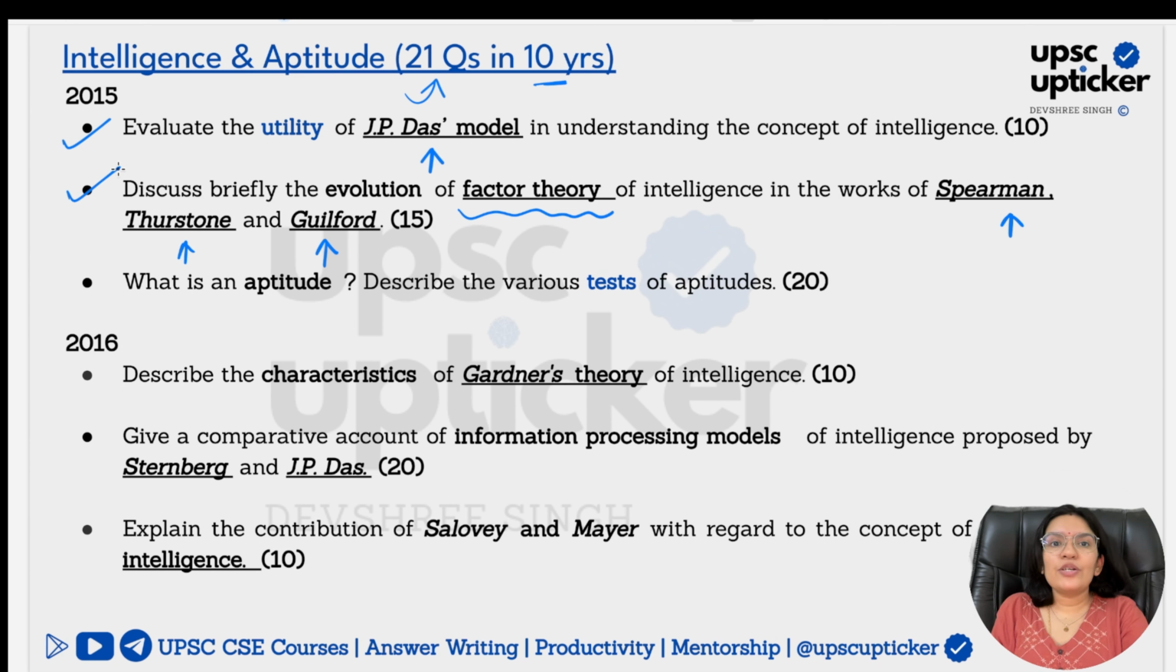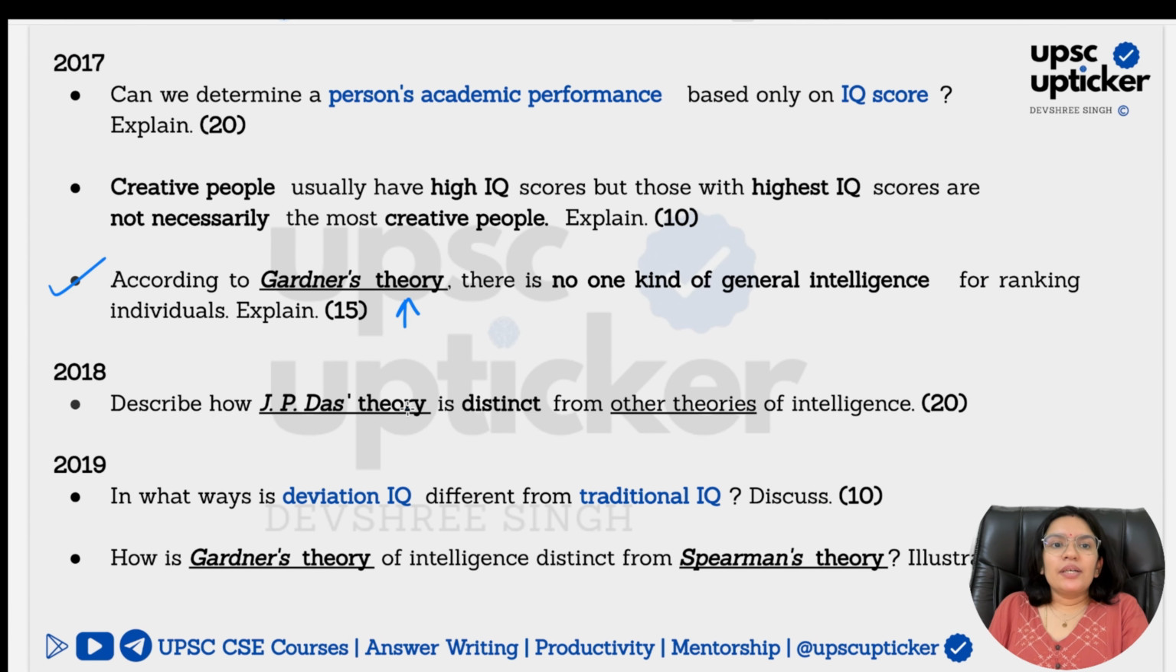Right now you can see 2 questions on theories. Here you can see the third question, characteristics of Gardner's theory, right? Then the next question again, Sternberg's and J.P. Das's theory. They want you to give a comparative account. Both of these are information processing models. So 4 questions on theory. Here it is emotional intelligence, but again we can count it for theory as well. It's not just about intelligence, it's about emotional intelligence. Here also I marked the 6th question on Gardner's theory, right?